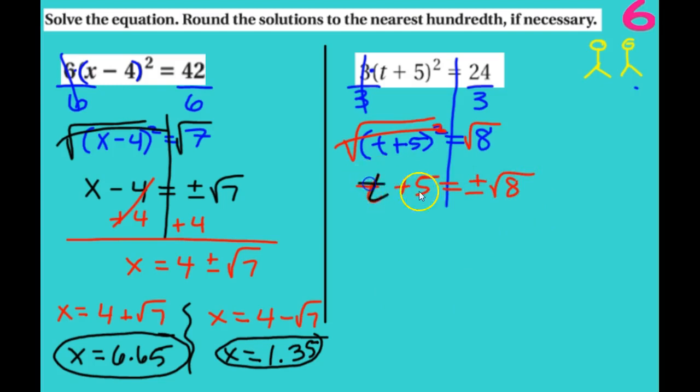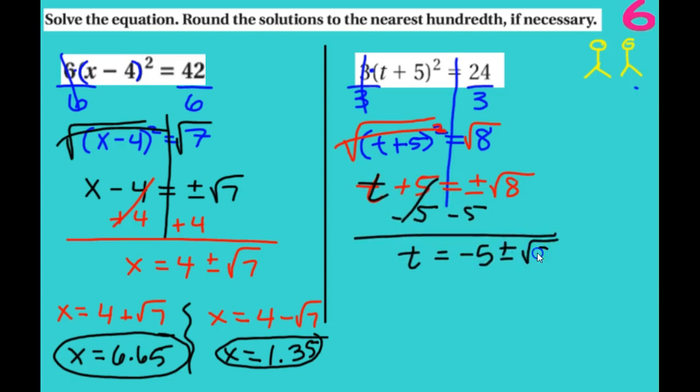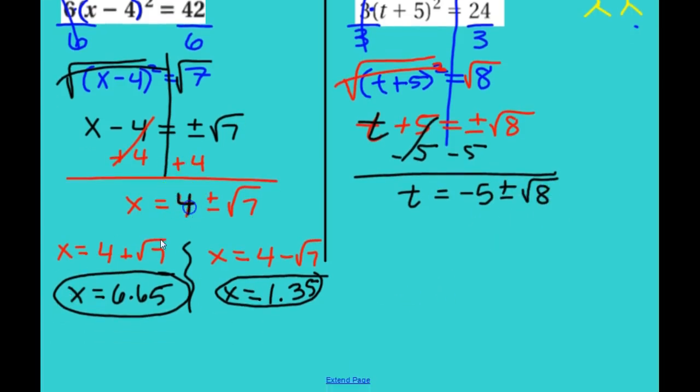And we want t by itself, so I'm going to subtract 5. So we have t is negative 5 plus or minus the square root of 8. So just like before, this 4 didn't change. Still positive 4 both times. The only thing that changes is the positive square root of 7 or the negative square root of 7. In this case, we have negative 5 plus the square root of 8, and we have negative 5 minus the square root of 8. The 5 is negative both times.